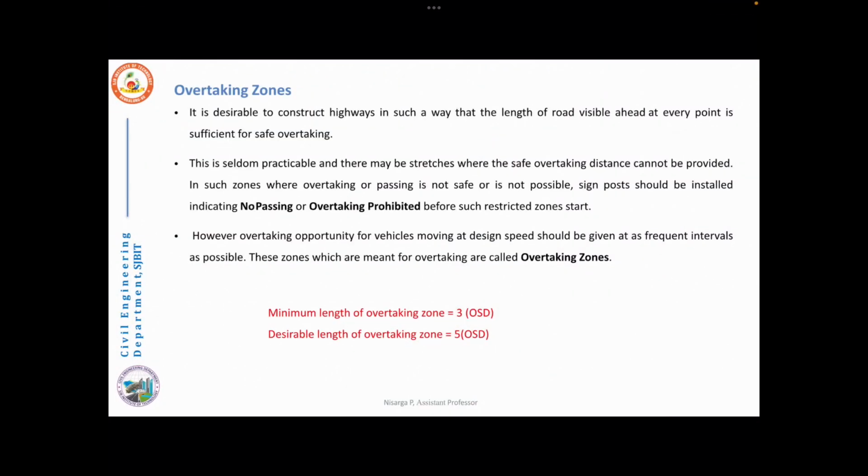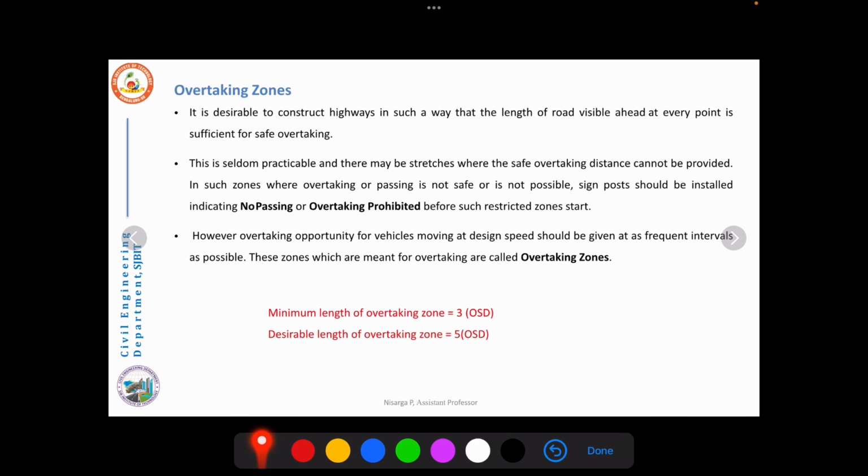It is to be noted that it is desirable to construct highways in such a way that the length of the road visible ahead at every point is sufficient for safe overtaking operation. But it is sometimes not practicable, and there are some stretches where the safe overtaking distance cannot be provided. In such zones where overtaking or passing is not safe, suitable signposts should be installed indicating that overtaking is prohibited.